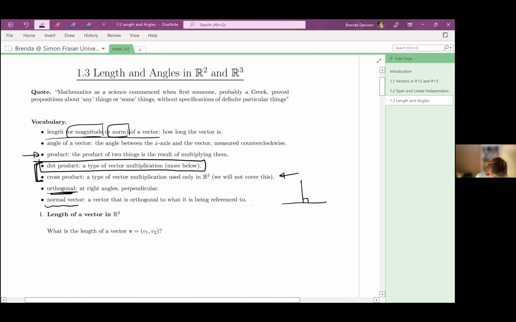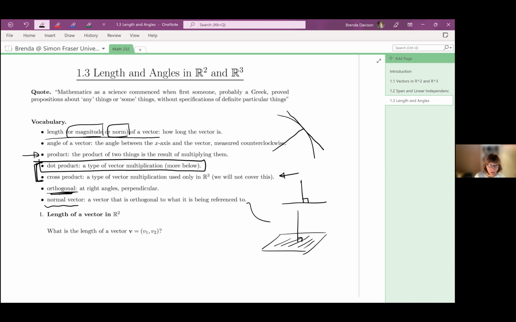So were we to have, for example, a plane, let's just draw a plane here. We can imagine this would be like, say, the table, and then we have a ruler or something like that coming perpendicular down to the plane, then we would say that this line is normal to the plane. Or we could have a curved surface and a tangent line, and then we could have the line that's normal to the curve at that point, which means that it's perpendicular to the tangent line. Okay, so we use that word to mean something that is orthogonal to what you're referencing.